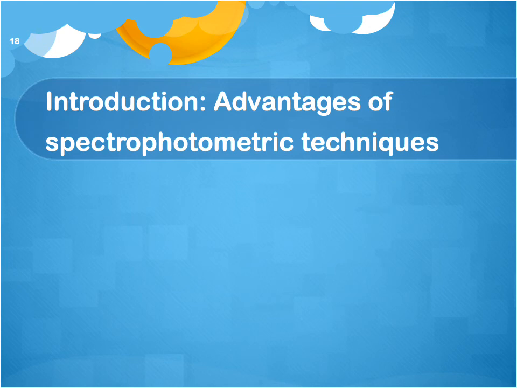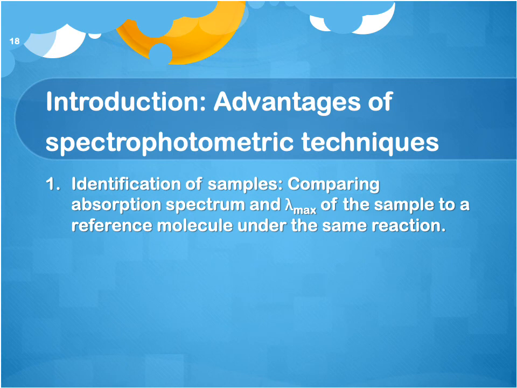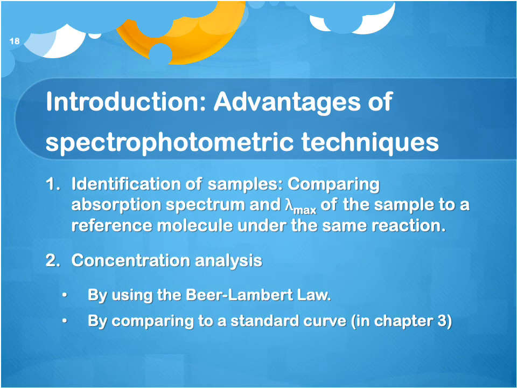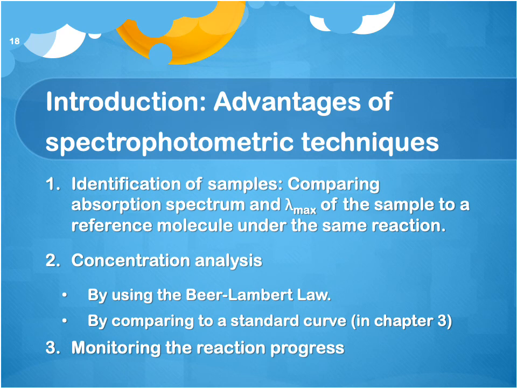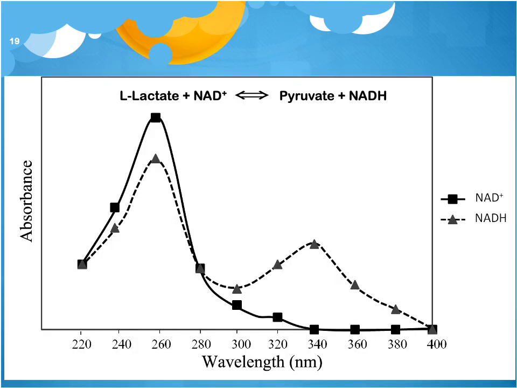Major advantages of the spectrophotometric technique in biochemistry include identification of a sample and analysis of concentration. This can be done by using the Beer-Lambert law and by comparing to a standard curve. Moreover, it can be used to monitor reaction progress. For example, a spectrophotometer can be used to monitor the reaction of NAD+, right here, to NADH by lactate dehydrogenase or LDH, which is the enzyme.